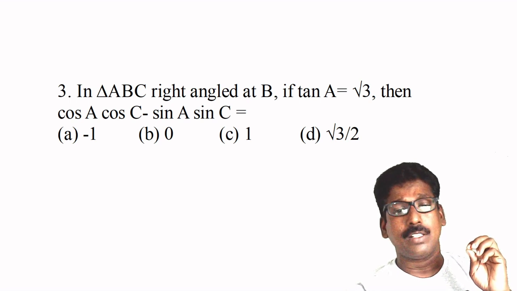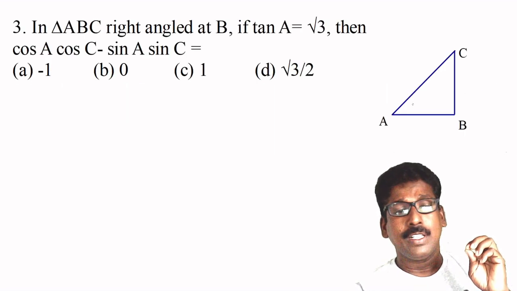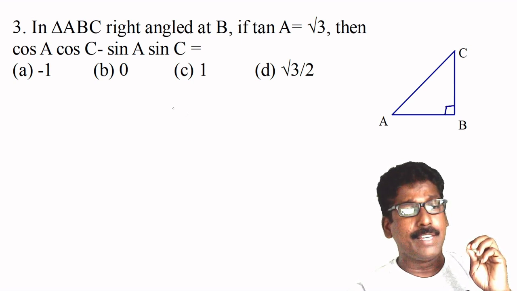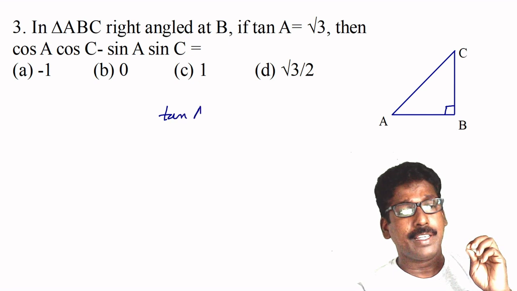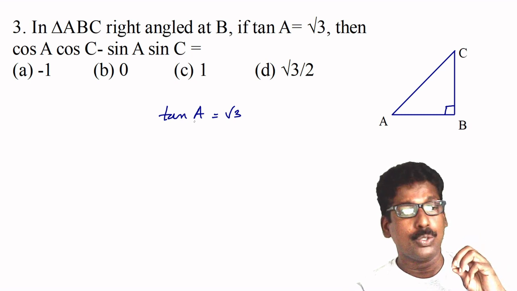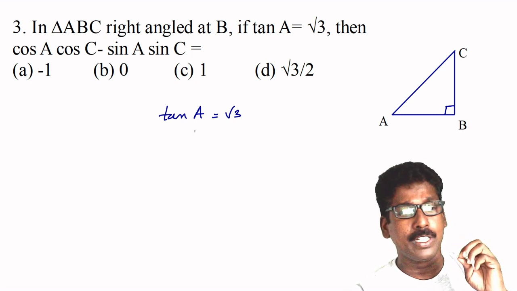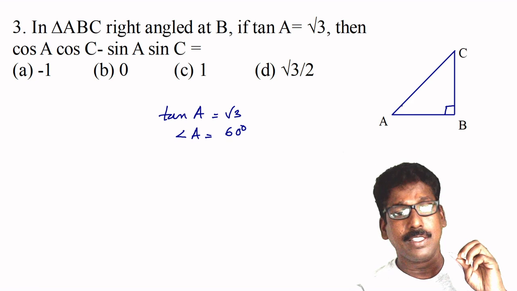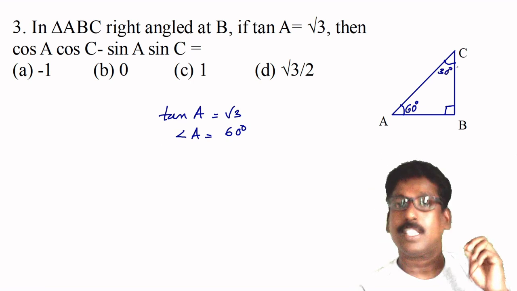Let us look at the figure of that triangle ABC right angle at B, and it is given that tan A is equal to root 3. For what value of A will tan A be root 3? You know tan 60 is equal to root 3. So here angle A you can write as 60 degree. That is, this angle is equal to 60 degree. So what will be this angle? Of course it will be 30 degree.